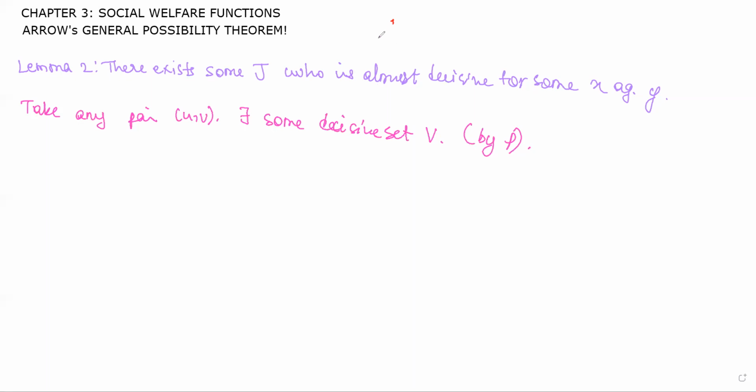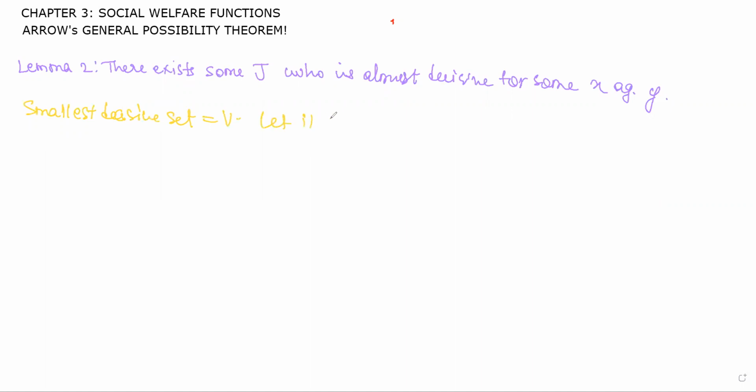Right? Now, if there are any number of alternatives, there will be various pairs, right? And each pair will have at least one decisive set. It may have more, right? Compare all these decisive sets, and take the smallest decisive set. Call it V. Let it be decisive for x against some y. This is the smallest decisive set. We could have all the individuals. It could be smaller than all the individuals as well. It's quite irrelevant, as we will see with the proof.